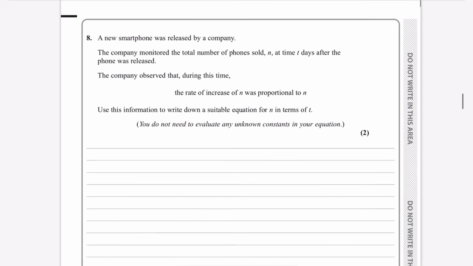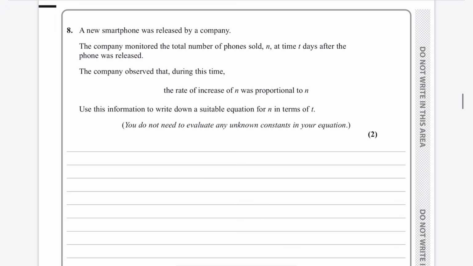Okay, let's have a look now at question number 8. A new smartphone was released by a company. The company monitored the total number of phones sold at time t days after the phone was released. The company observed that during this time, the rate of increase of n was proportional to n. Use this information to write down a suitable equation for n in terms of t. So you might already know what this relationship is, but I think for 2 marks this is a pretty tricky sort of question.